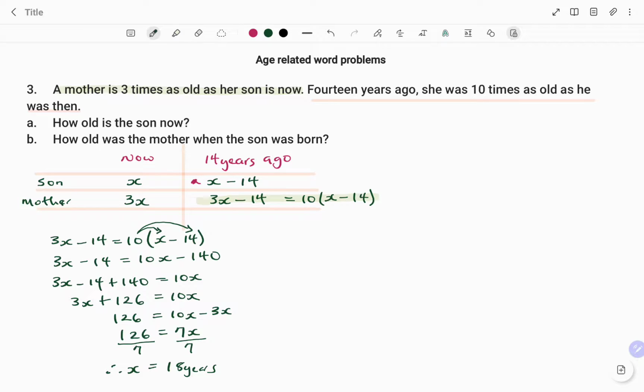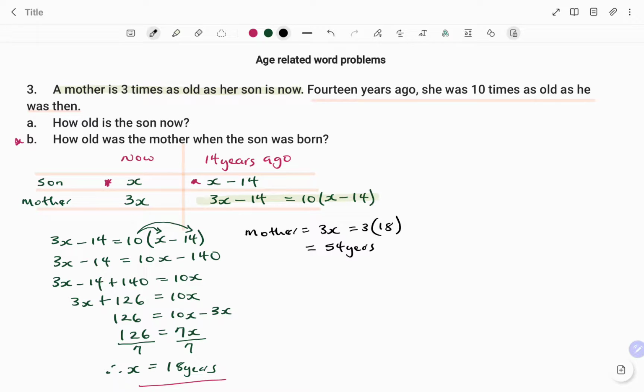How old is the son now? Remember, the son, we've been told, is x years. So therefore, the son now is 18 years. The next question says, how old was the mother when the son was born? The mom's age now, I have mother equals 3x, and that's the same as 3 times 18. So the mother's age now is 54 years.